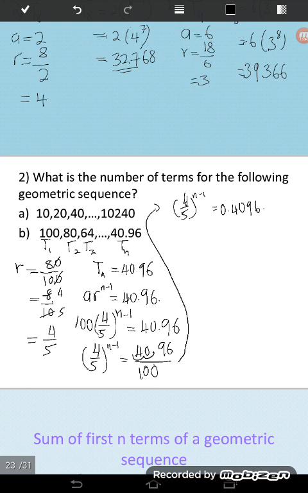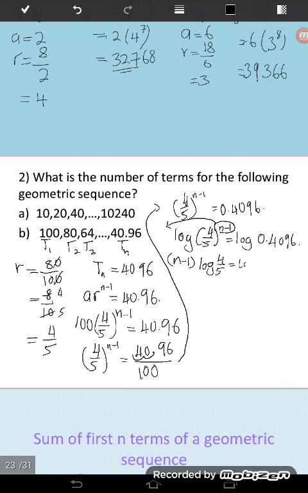Okay, so next, 4 and 5 seem to have no relation. Just now 2 and 1024 were related, so we could change it into power form. But this one cannot be changed in terms of power, so you need to take log on both sides. So log of 4 over 5 power of n minus 1 is equal to log 0.4096. Then n minus 1 can be brought to the front, this is the log law. So n minus 1 times log 4 over 5 is equal to log 0.4096. This is base 10, which we can press on the calculator. So n minus 1 is equal to log 0.4096 divided by log 4 over 5.